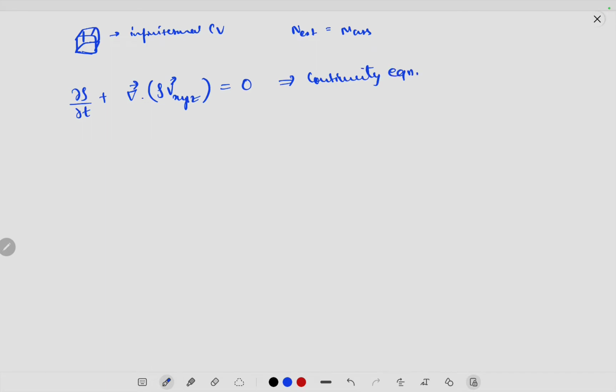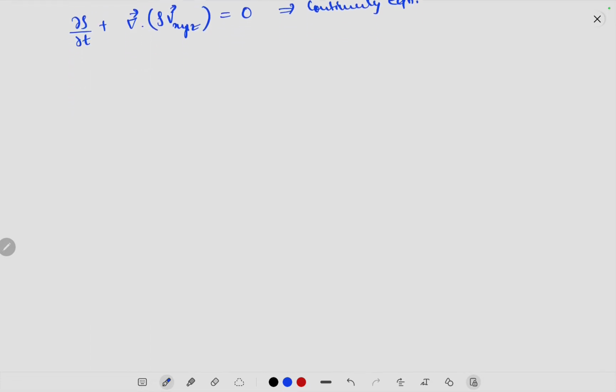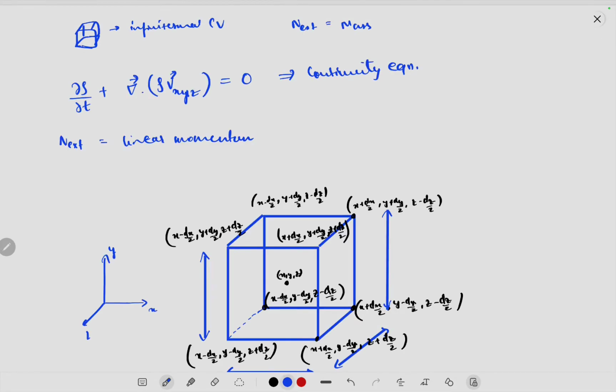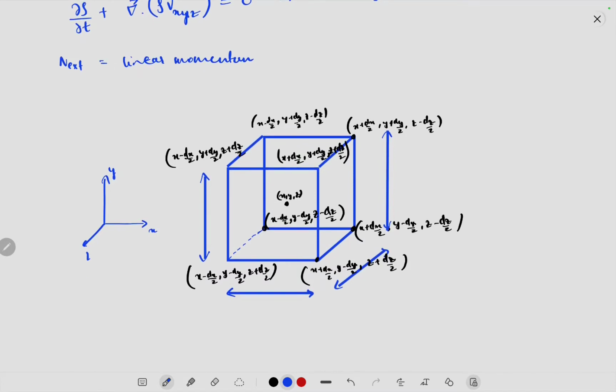Okay, so now let's apply a similar analysis, a similar approach, to get equations by considering the extensive property as linear momentum. So let's again consider a cube with edge lengths dx, dz and dy.